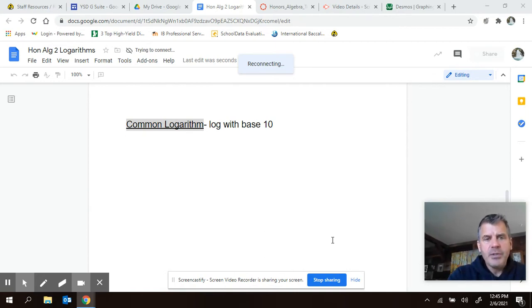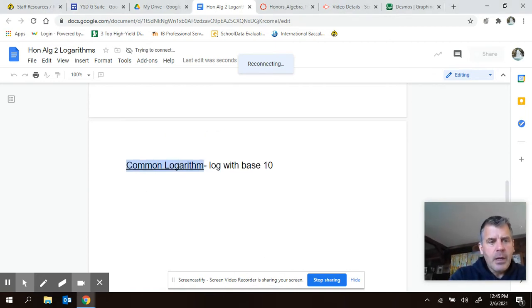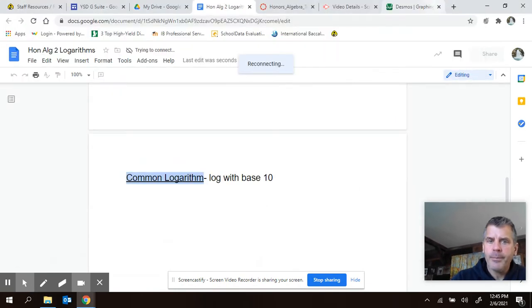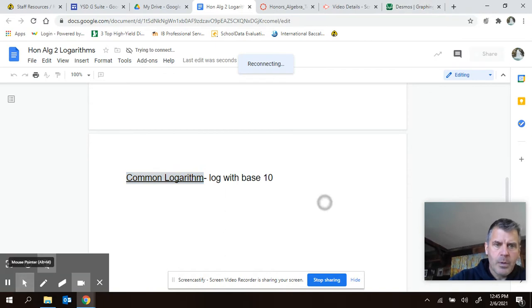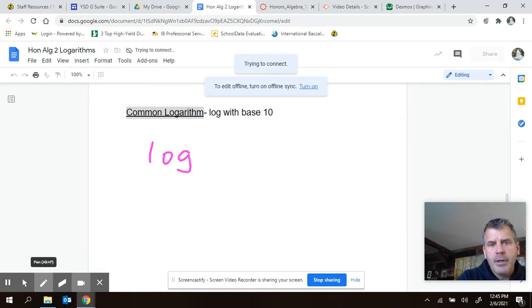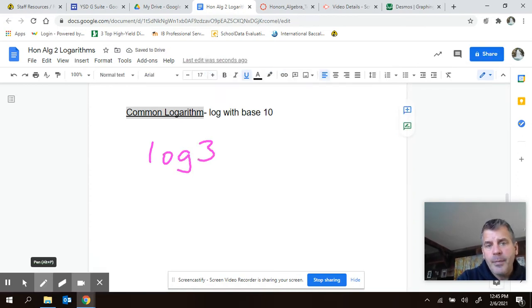So if you type into your calculator log of some number, 3, you're going to get some decimal equivalent. I'll demonstrate. If you have a graphing calculator, go check it out. Hit the log button, type in 3, and you're going to get 0.477.